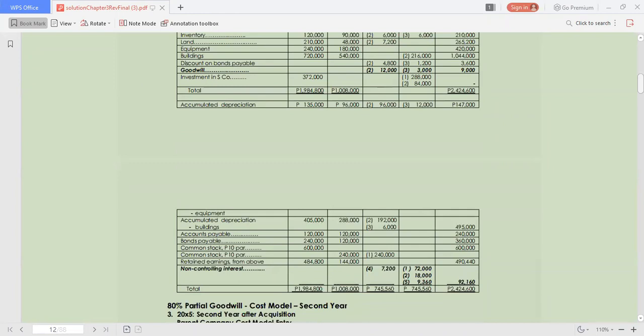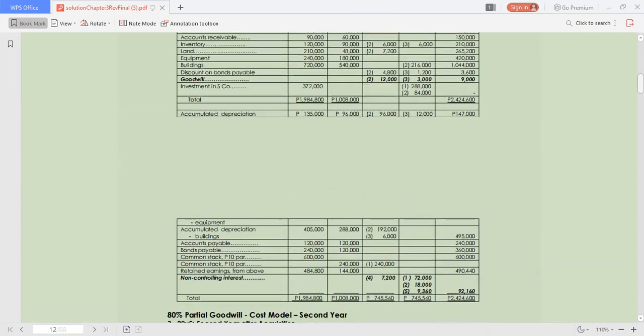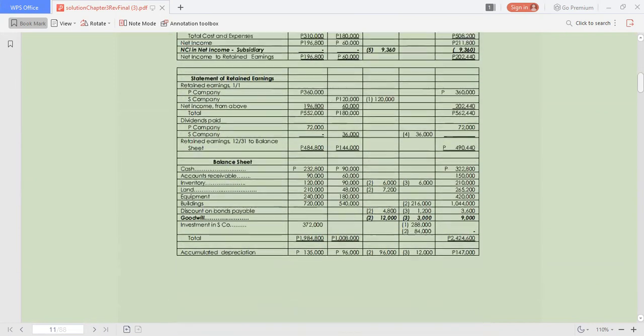So the non-controlling interest, initially, take note that we have the numbering in the entries. See to it that the debits will tally with the credits. So we have now your requirement number 6, and that is related to the requirement that we have in number 2 above.